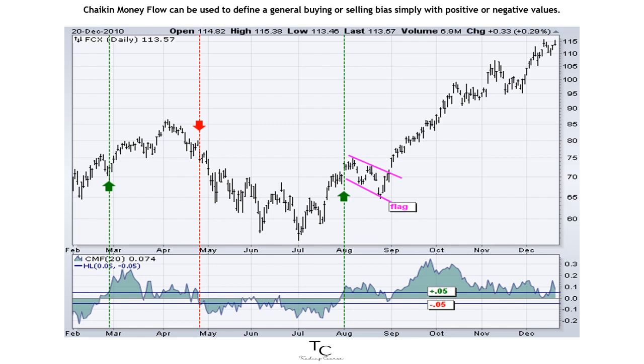Chaikin money flow can be used to define a general buying or selling bias simply with positive or negative values. The indicator oscillates above or below the zero line. Generally, buying pressure is stronger when the indicator is positive and selling pressure is stronger when the indicator is negative.